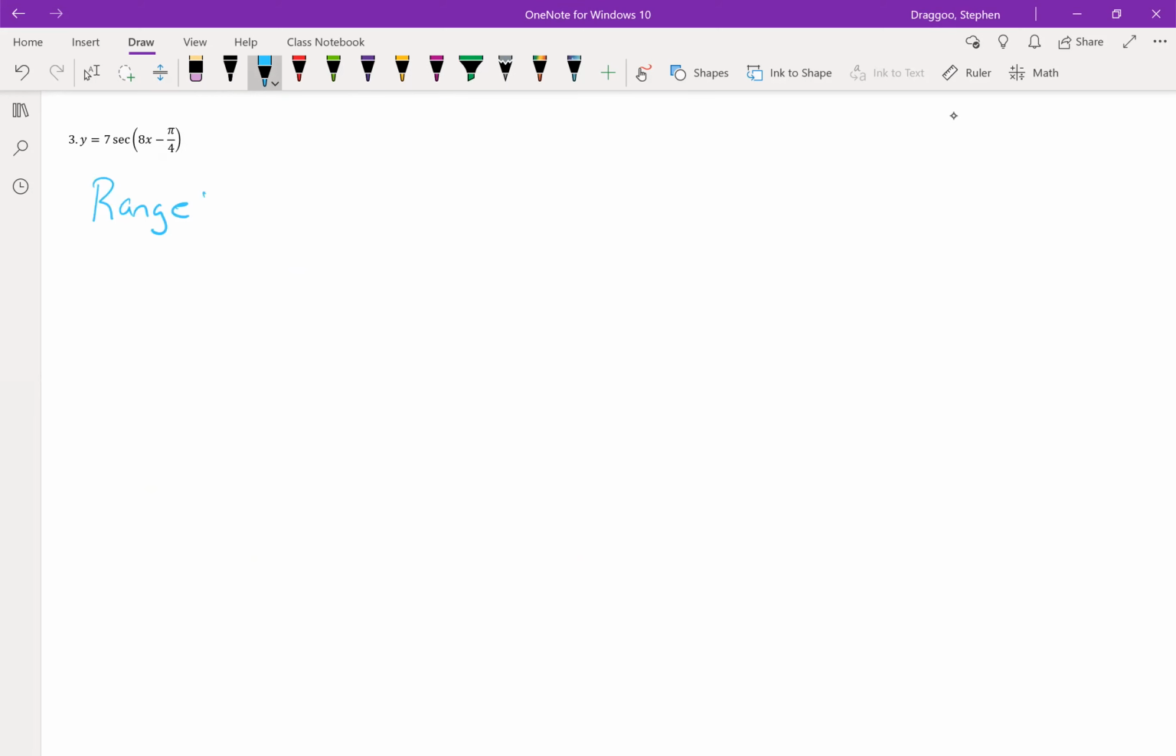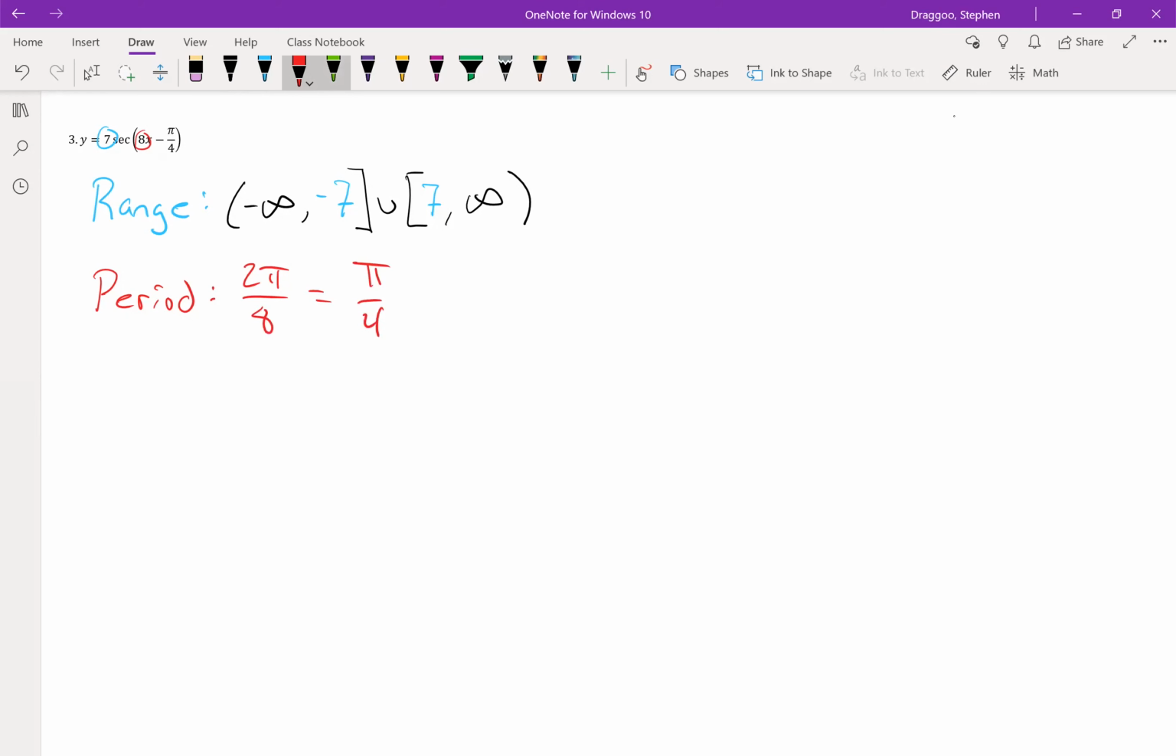For secant, the amplitude works just the same. Negative infinity to negative 7, union 7 to infinity. Period also works just the same. 2 pi over 8 in this case is pi over 4. But the equation for the vertical asymptotes will be different this time.